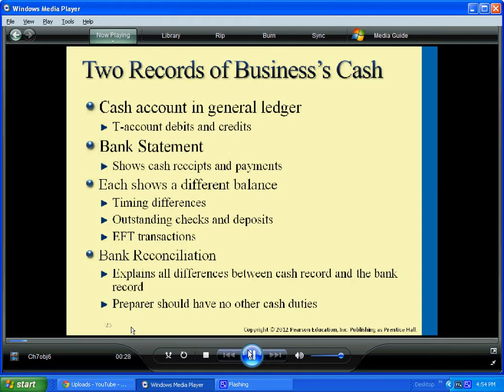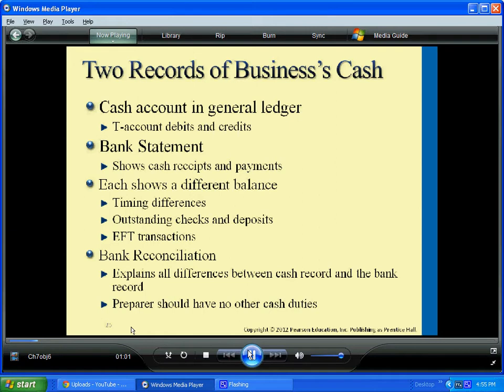What two records does a business have for its cash? One is the cash account in the general ledger. We journalize transactions in the journal, and then we update the ledger accounts. So every time cash is debited or credited, we journalize the transaction and post it in the cash account in the ledger. The second source of cash records would be the bank statements.